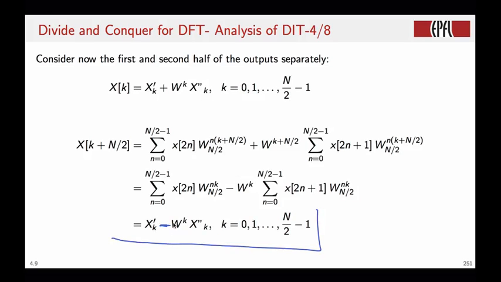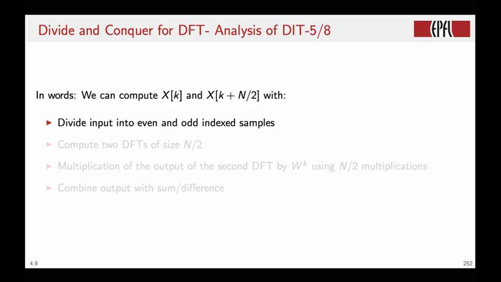Okay? We are going to put this in words. We can compute X_k and X_{k+N/2}, where k goes from 0 to capital N/2 minus 1, by dividing the input into even and odd index samples. Compute two DFTs of size N/2, that's the division.